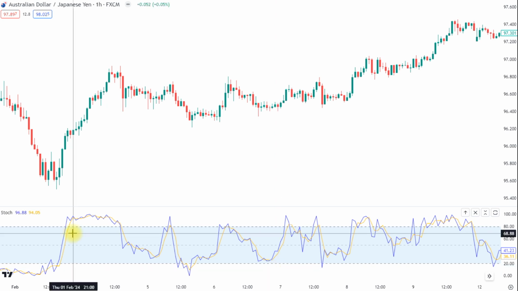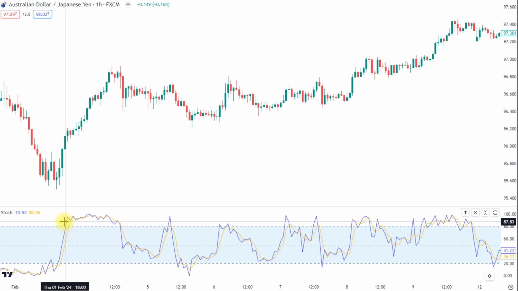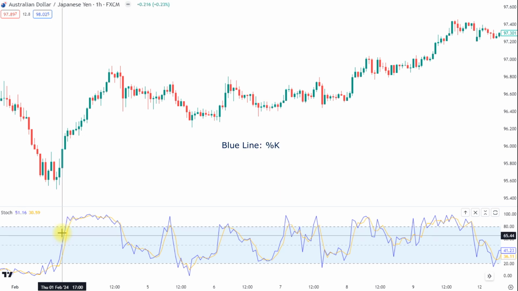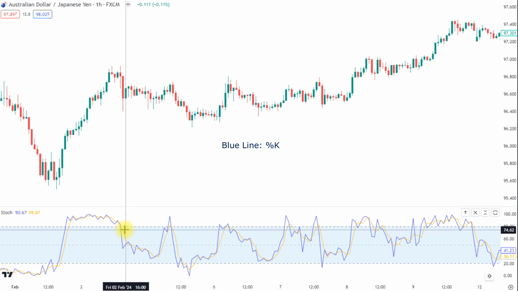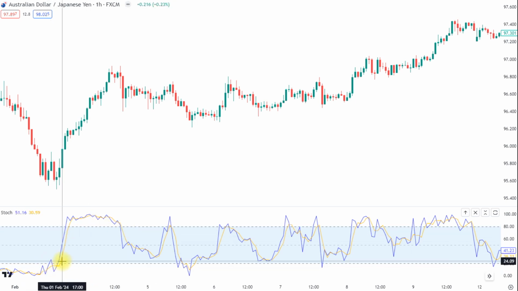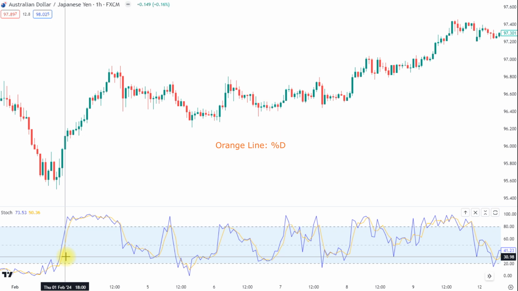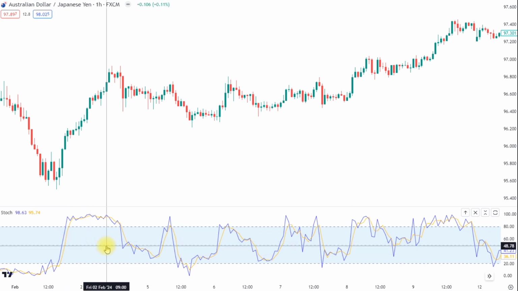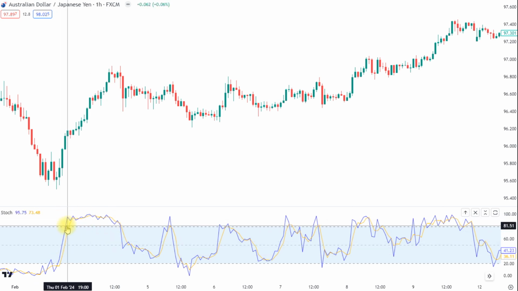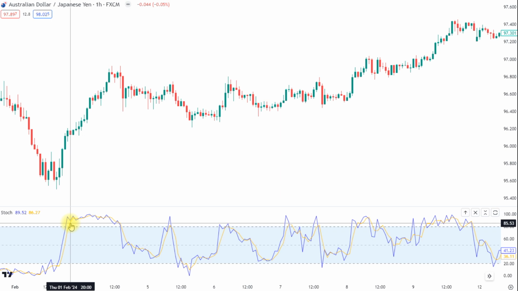But to make the analysis more precise, we will also use the crossover method. For that, we have the blue line, which is called the percentage K. It is the fast indicator of those two. And we have the yellow or orange line here, which is the percentage D. It's the slower indicator, and also a 3-period moving average of the K line, the blue one. And for those who are really eager to know, the blue line shows the current price as a percentage between the highest and the lowest price of that period.